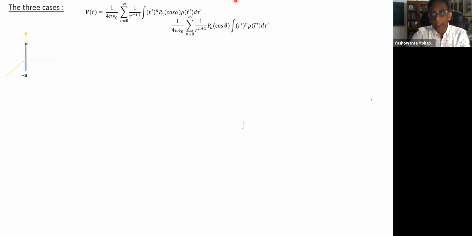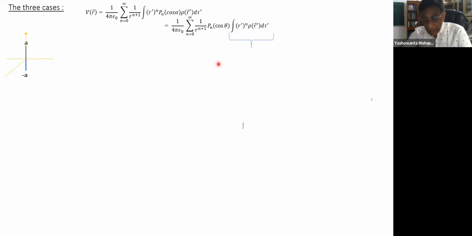So let's look at these three cases. I have written down again this. In this case, what I do is this is cos alpha, for a very far point from this point. I notice that from the center point alone, there is a distribution here, but I ignore that because it's a far point. So I can take this cos alpha out of the integral, and then my integral simply again is r prime rho of r prime d tau.